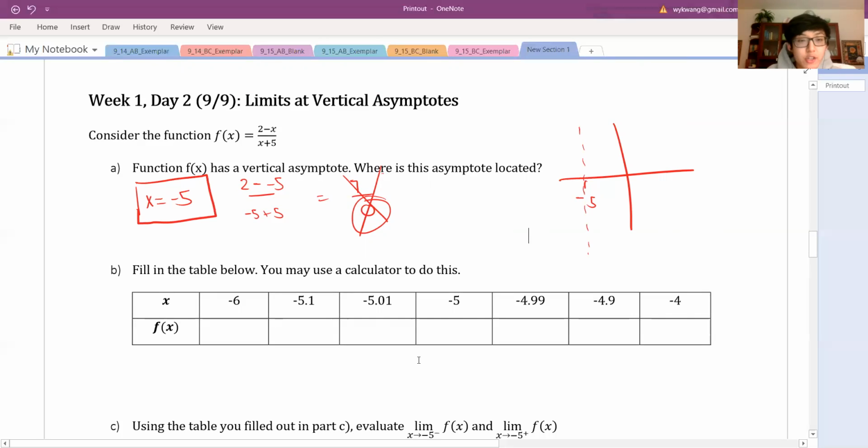This is just to illustrate the idea of how to solve for vertical asymptotes. So basically, let's plug in -6. You just plug in numbers that get closer and closer to the vertical asymptote. So -6: 2 minus -6 over -6 plus 5. What is that? 8 over -1, so -8.